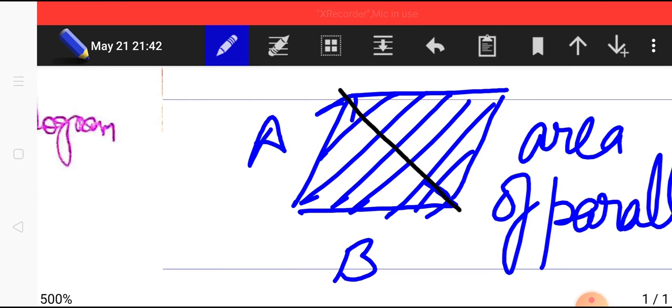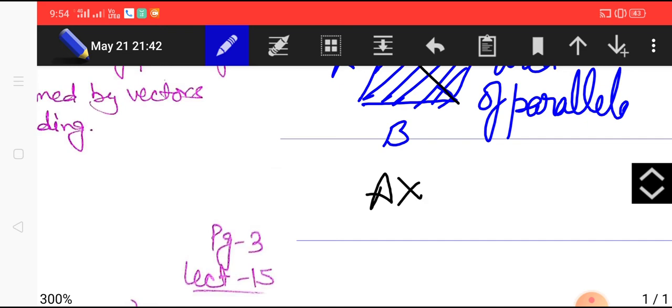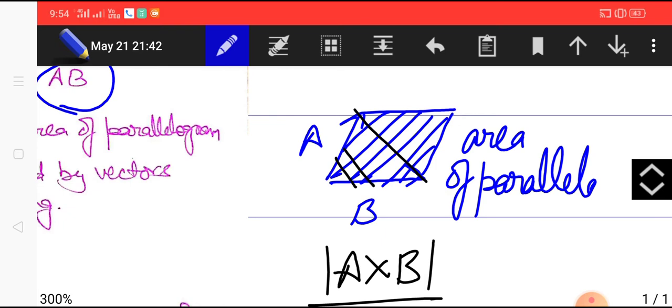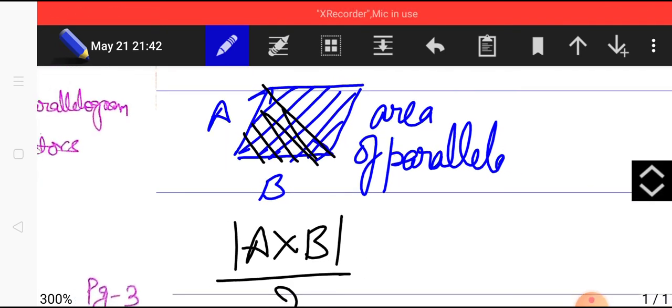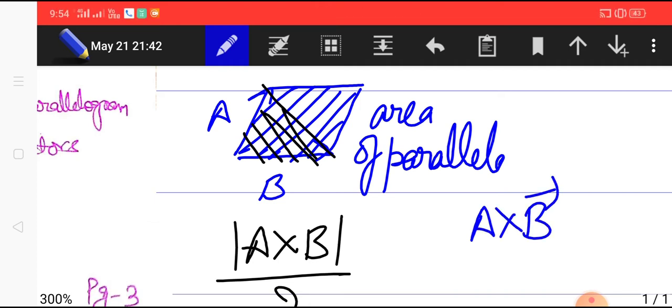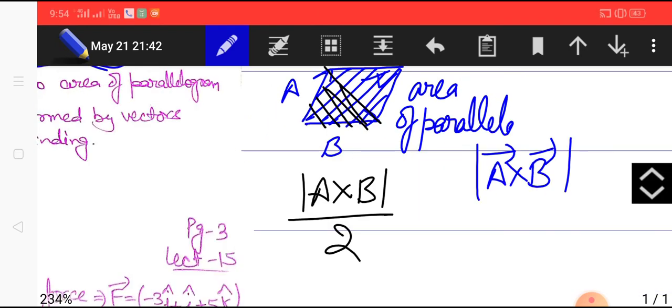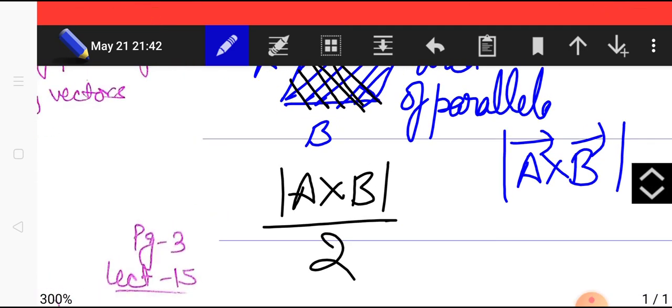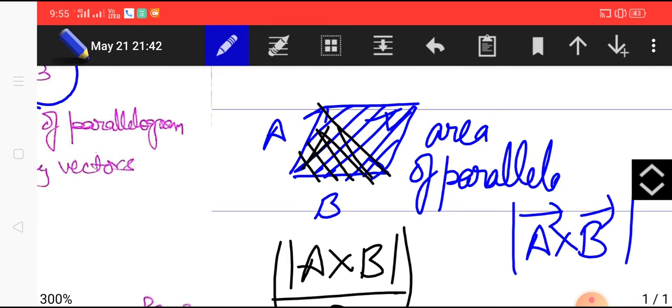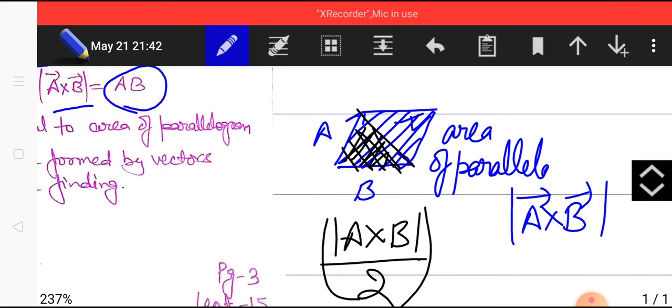So if you take the magnitude of A cross B divided by 2, you will get the area of the triangle. And if you write A cross B, you will get the area of the parallelogram. I have shown it in blue. And A cross B by 2 is the area of the triangle. I have shown it in black, and also shaded the area of the triangle in black and the complete parallelogram in blue.